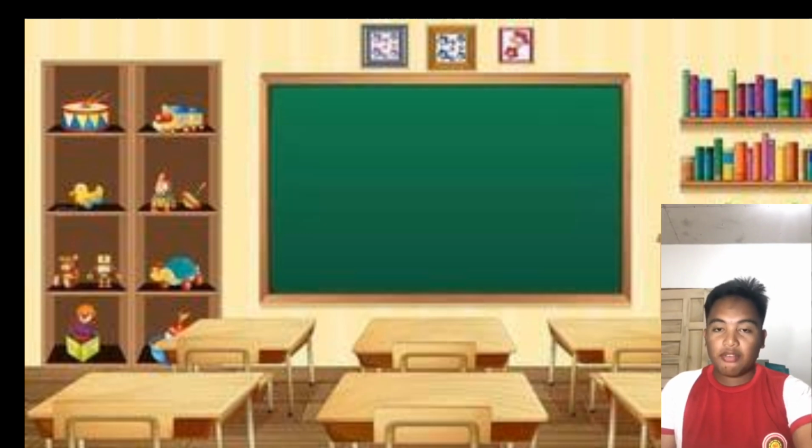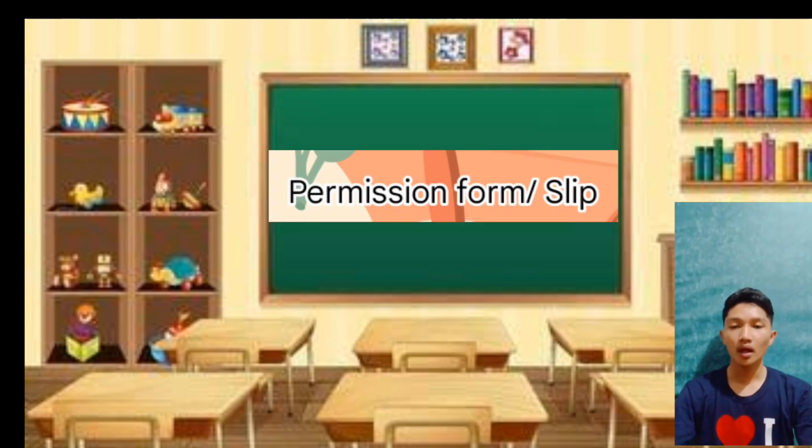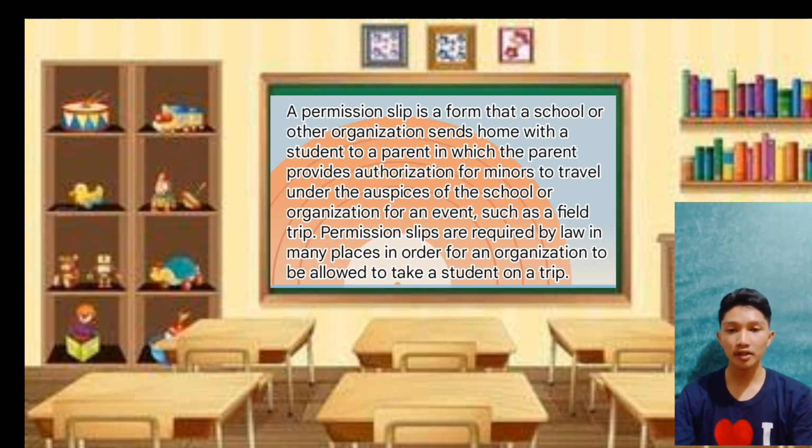A permission form or a slip is a form that a school or other organization sends home with a student to a parent, in which the parent provides authorization for minors to travel under the supervision of the school or organization for an event, such as a field trip. So, for example, a permission form or permission slip is a waiver or parent consent, which helps the parents know information about what their children are going to do.